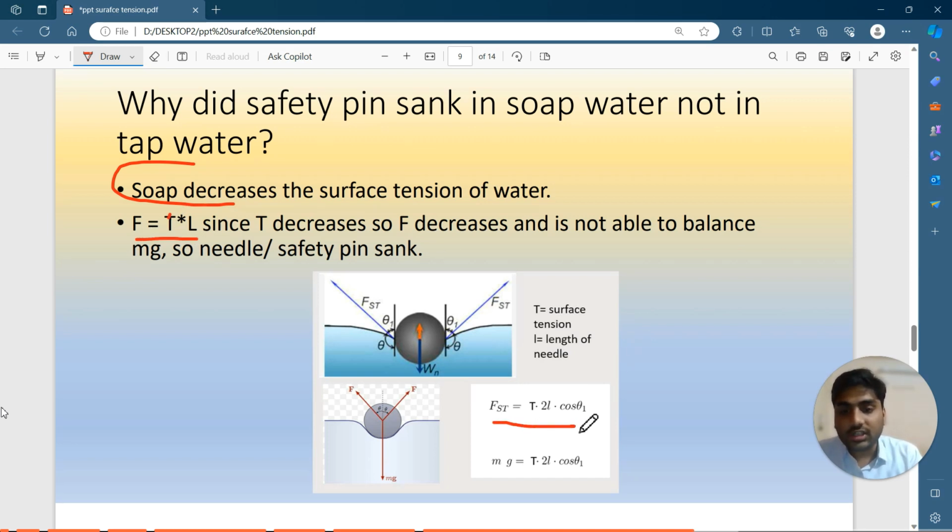So the total resultant force in the upward direction, that is 2TL cos theta, if T decreases, this force will decrease. So it is not able to balance out mg. That's why the safety pin sank in the water. Now you get it?